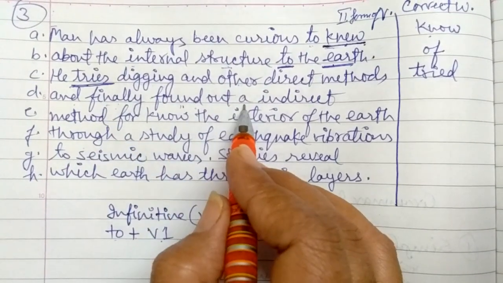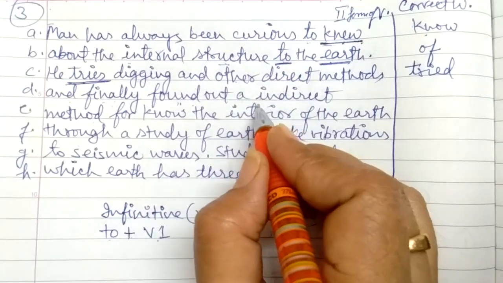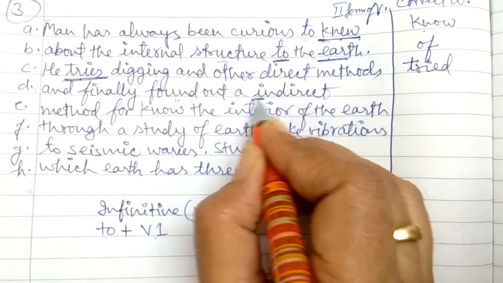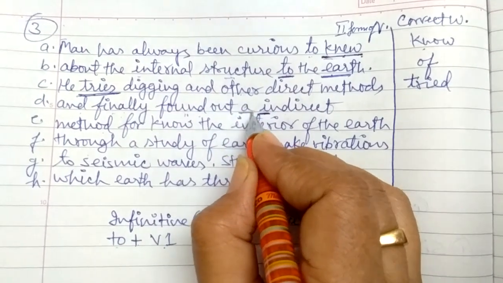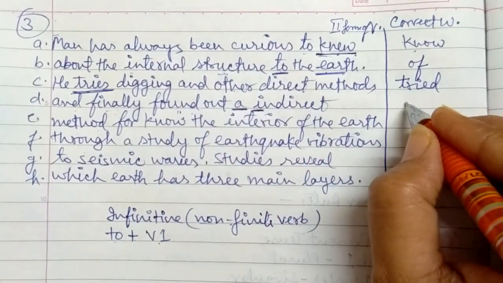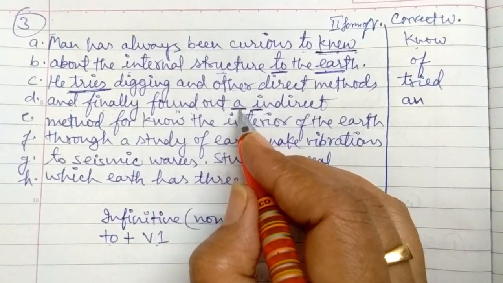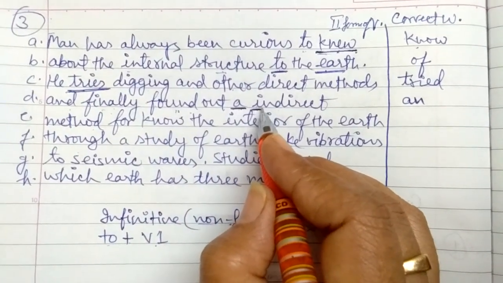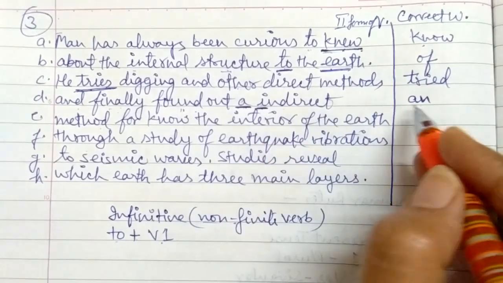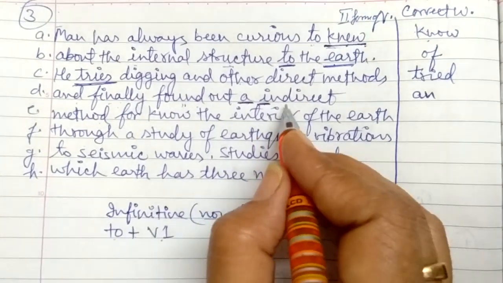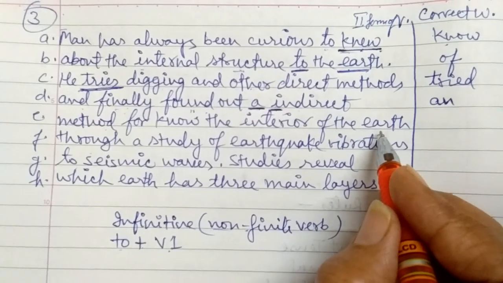Finally found out a indirect method. As I already told you, the word "indirect" starts with a vowel sound. That is why we will have the article "an", not "a". "A" is wrong. "A" is used with consonant sounds, the words which start with consonant sounds. Here we will use "an". An indirect method for know the interior of the earth.